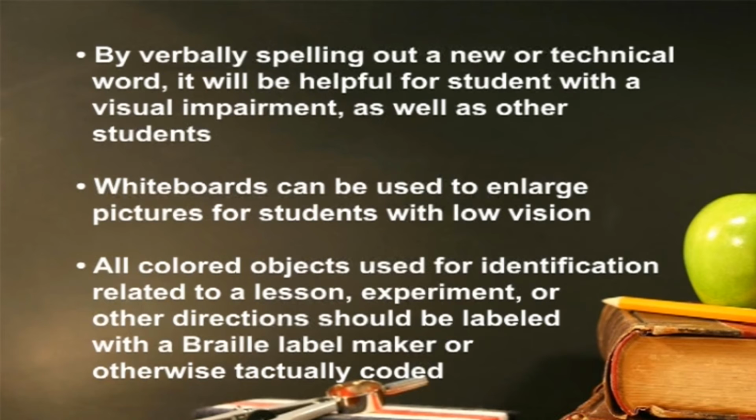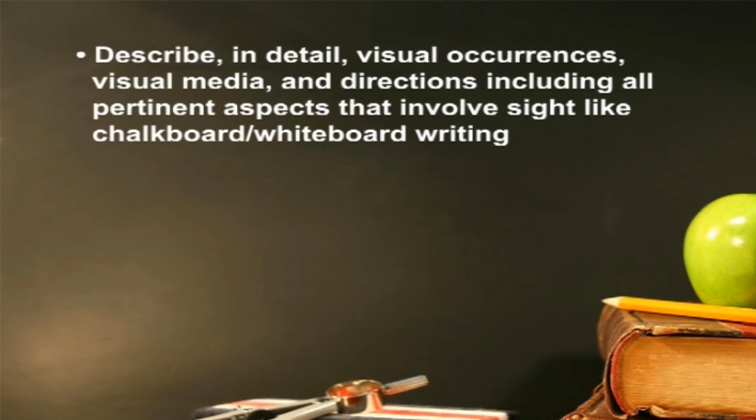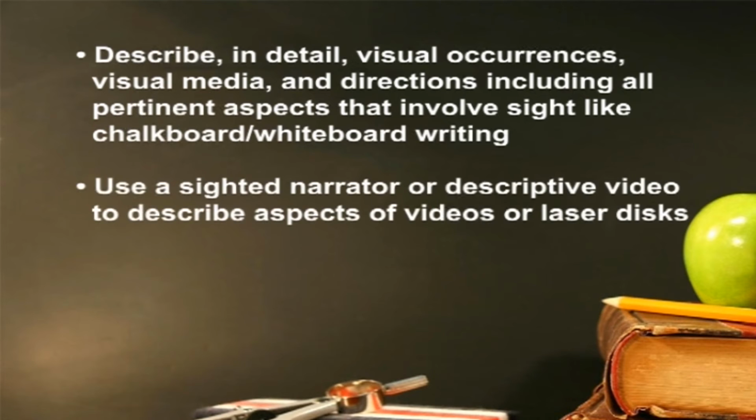All colored objects used for identification related to a lesson, experiment, or other directions should be labeled with a braille label marker or otherwise tactually coded. Describe in detail visual occurrences, visual media, and directions, including all pertinent aspects that involve sight, like chalkboard or whiteboard writing. Use a sighted narrator or descriptive video to describe aspects of videos or laser discs.